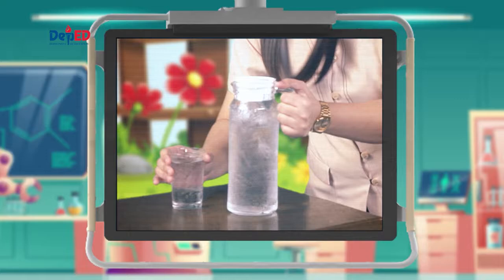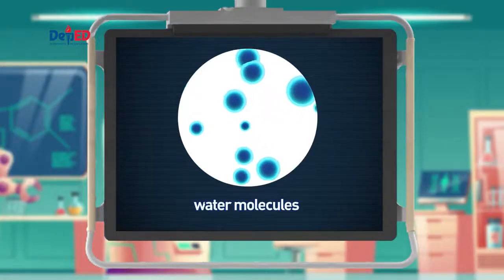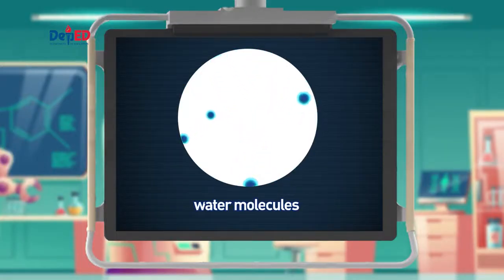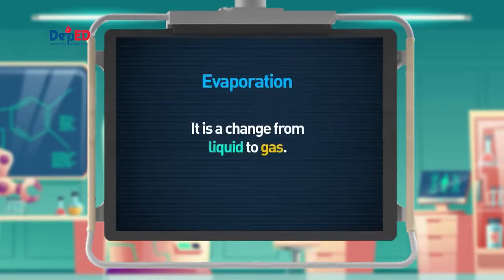As you can remember, the glass was full of water a while ago. Now, take a look at it. The water level decreases. When a liquid like water receives the heat from the sun, the water molecules get more energy and they become excited. Also, the water molecules move farther and farther away from one another. Thus, the liquid water turns into water vapor. The change from liquid to gas is called evaporation. Again, evaporation is a change from liquid to gas.